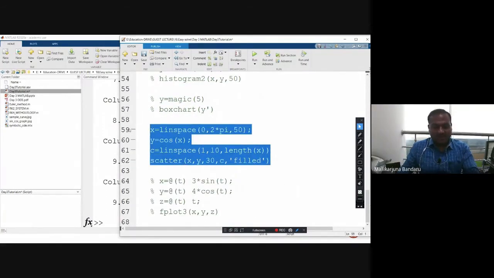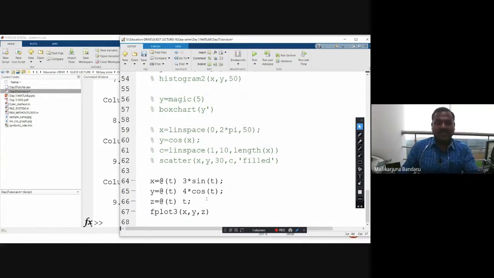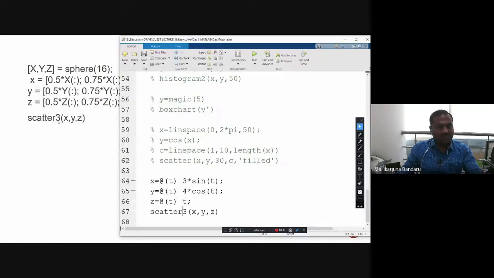Let me close this. Now let us remove these. 3 sin t, 4 cos t, and see now scatter3 of x, y, z. Maybe the syntax is wrong. Scatter3 of x, y, z. Numerical values we want, right? Not a function plot. We are not looking for the function plot. That's why it is giving a result like this.